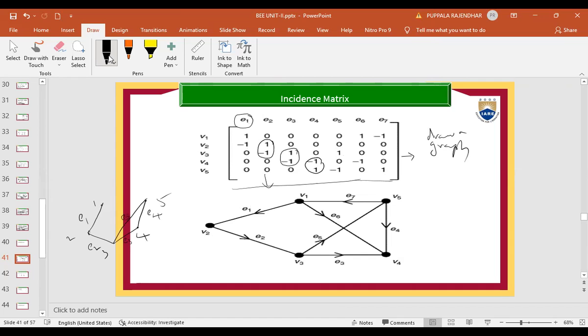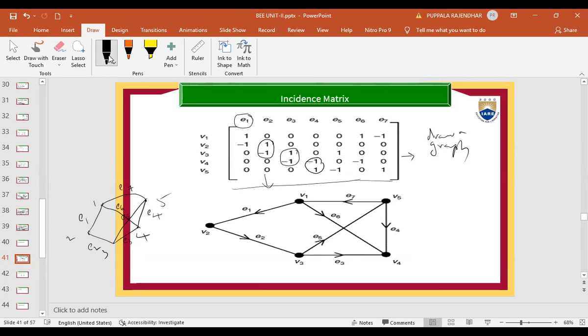E6 between 1 and 4. E6. E7 between 1 and 5. This is E7. Now, this is a connected graph. All the elements and nodes are connected now. Now, how do we draw an oriented graph? We will check for the directions.